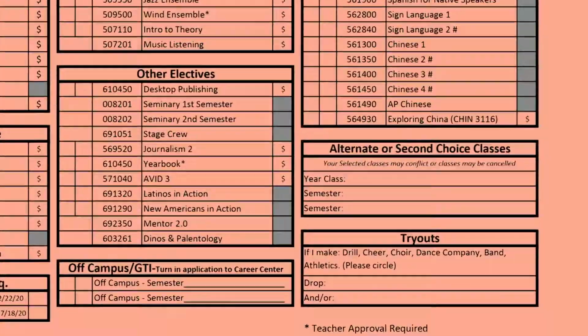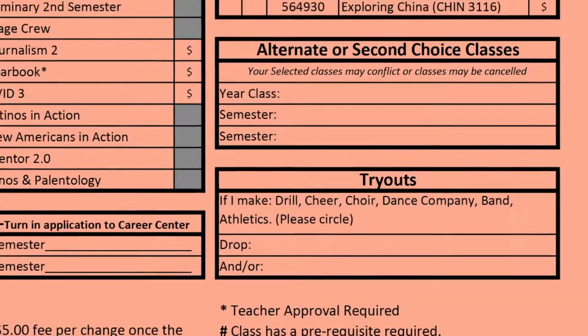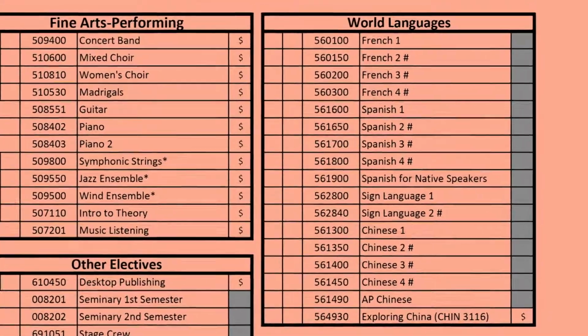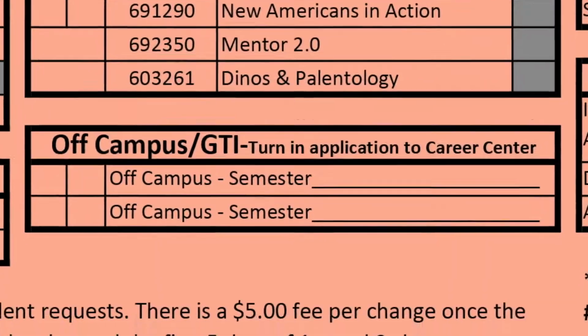Some classes at Cottonwood require an audition or tryout. You can specify which class you'd like to drop if you make a certain team or group, and your counselor will adjust your choices later. Don't ignore the key on your registration card. It'll explain if a class has a prerequisite, a specific fee, or needs teacher approval.